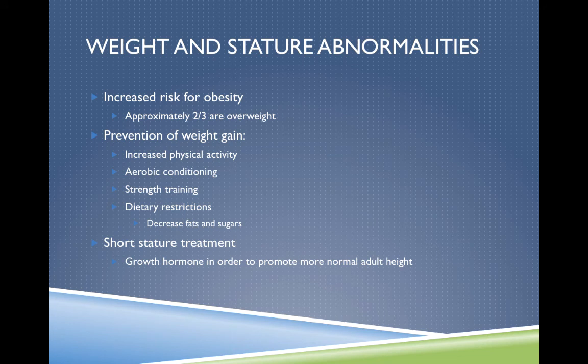And weight and stature abnormalities. Increased risk of obesity. Approximately 2/3 of people with spina bifida are overweight. Prevention of weight gain by increasing physical activity, aerobic conditioning, strength training, and dietary restrictions, just decreasing fats and sugars. And then short stature treatment, where they actually give the person growth hormones in order to promote a more normal adult height.